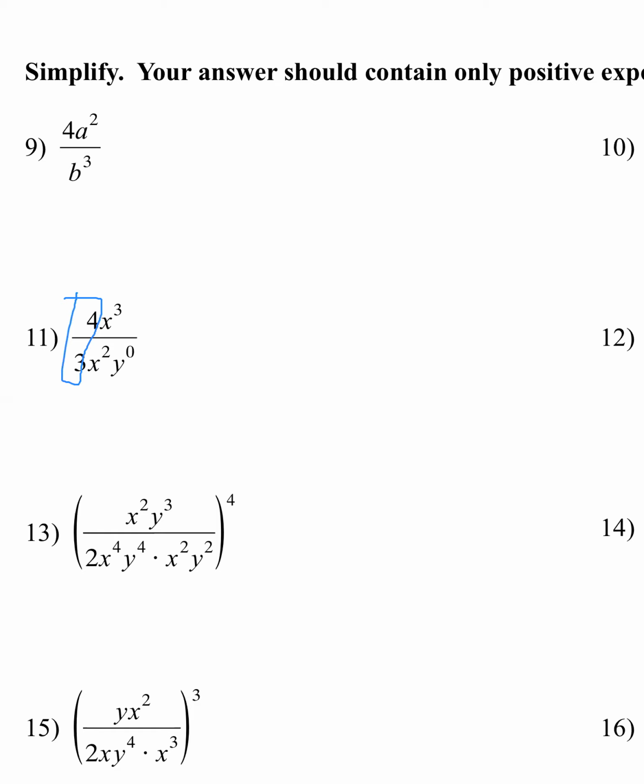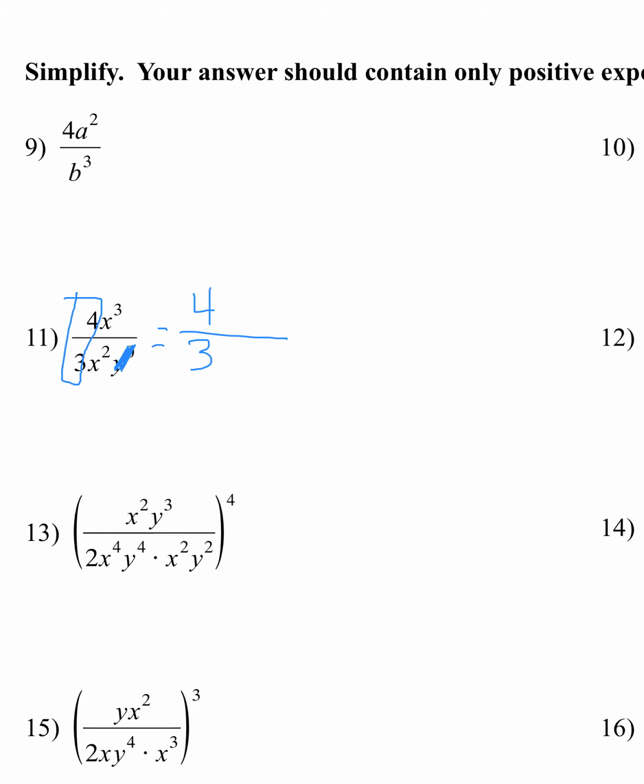I cannot reduce that, so it's going to stay 4 over 3. If it had been 4 over 8 or 4 over 12 or 6 over 8, anything that could be reduced, I would reduce it. But in this case, 4/3 does not reduce, so it's just going to stay. I also notice that I have this y to the 0, so that's pretty much just gone.